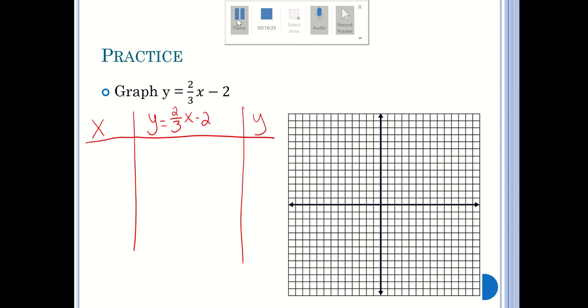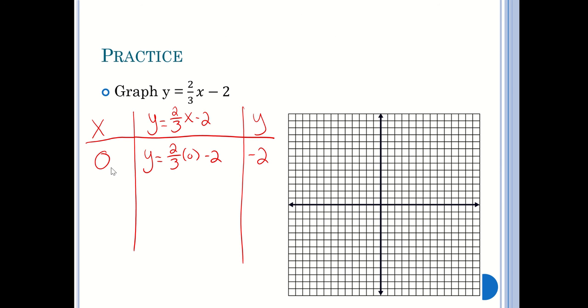Pause the video now. All right, I'm going to start with x equals 0 because when you multiply by 0, that makes things a little bit simpler. So y equals 2/3. Instead of x, I plug in a 0. That's going to become 0 minus 2. So I get -2 for y. So we have an ordered pair, 0, -2. 0, -2 is right there.